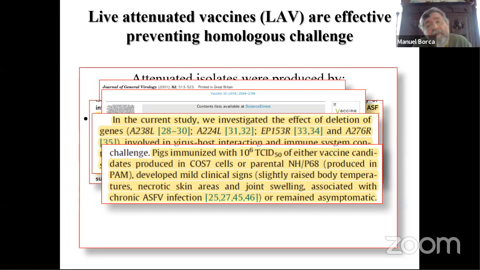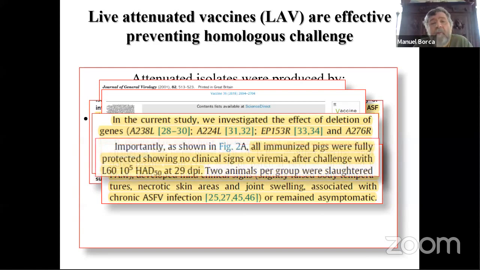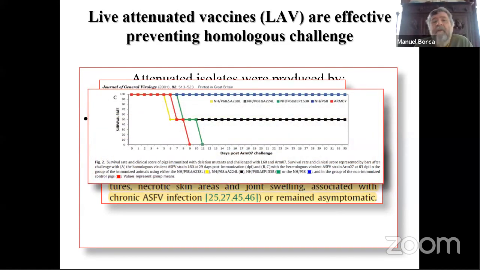An interesting issue is that all of them, in this case, were protected when they were challenged with Lisbon 60. And an interesting result in this paper was that animals that were inoculated with the parental virus, the attenuated NHP68, and were challenged with Lisbon 60, when they were challenged with Armenia 07, that is a derivative of the Georgia virus, they were also protected. So that was an interesting presence of cross protection that I thought was interesting to point out.